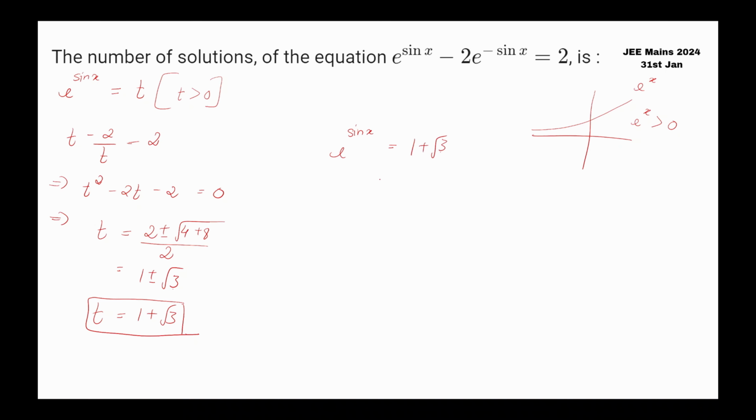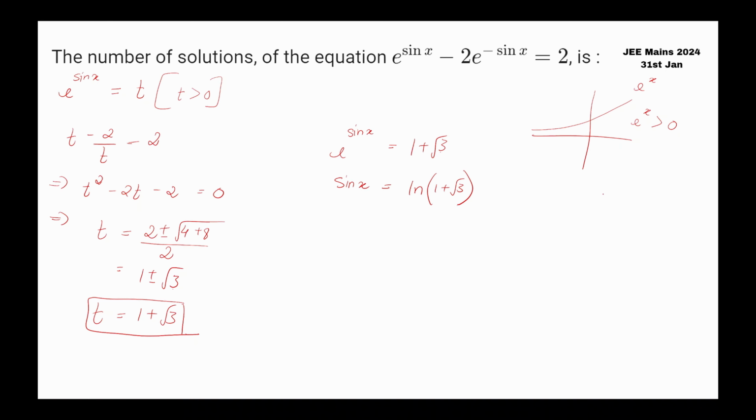Now if I solve this further, of course they've asked us the number of solutions, so we need to find the number of x that would satisfy this equation. From here I'll take ln on both sides. So I would have sin x on the left, and this would become ln of 1 plus root 3.